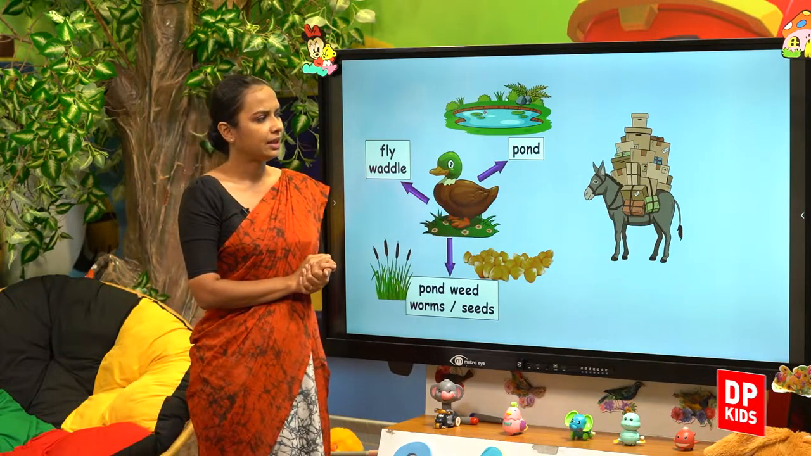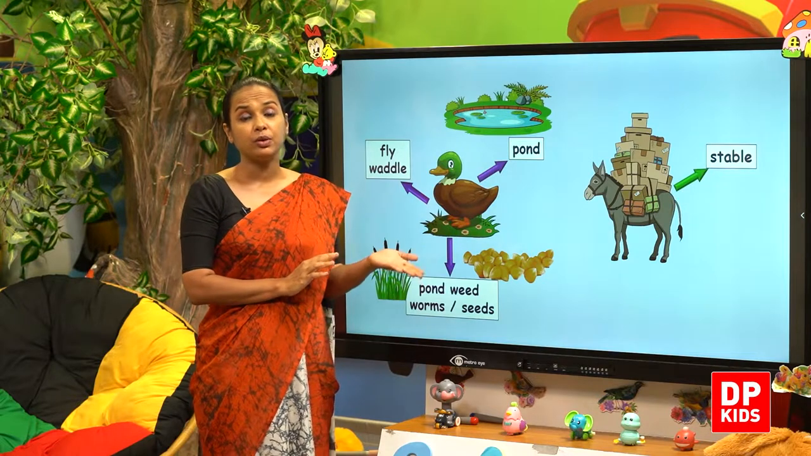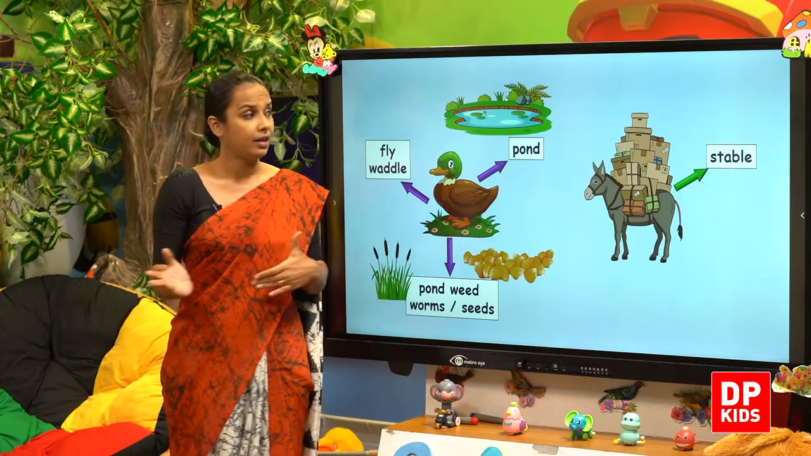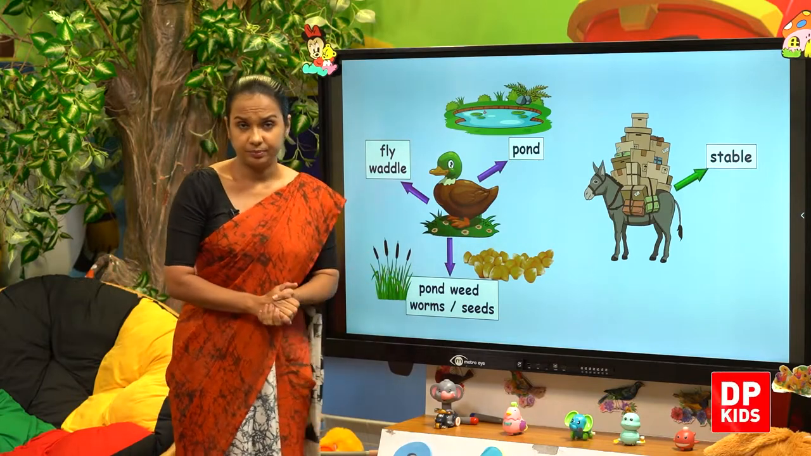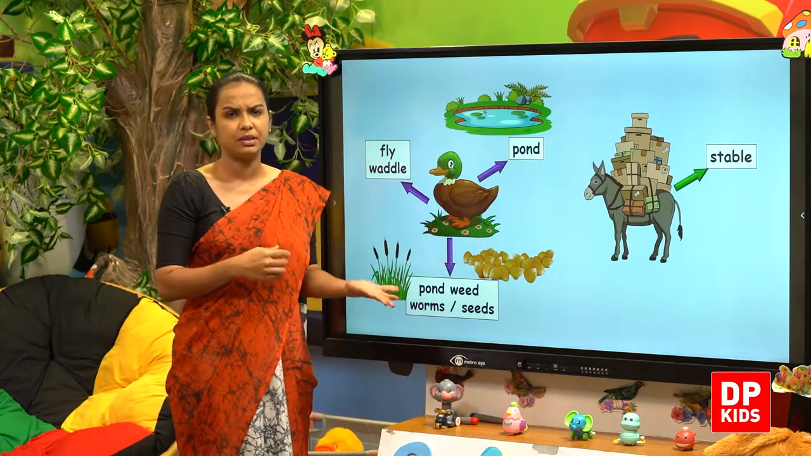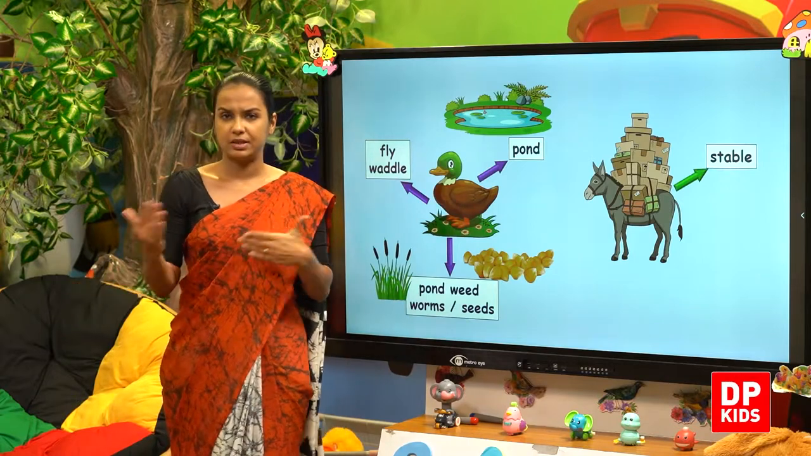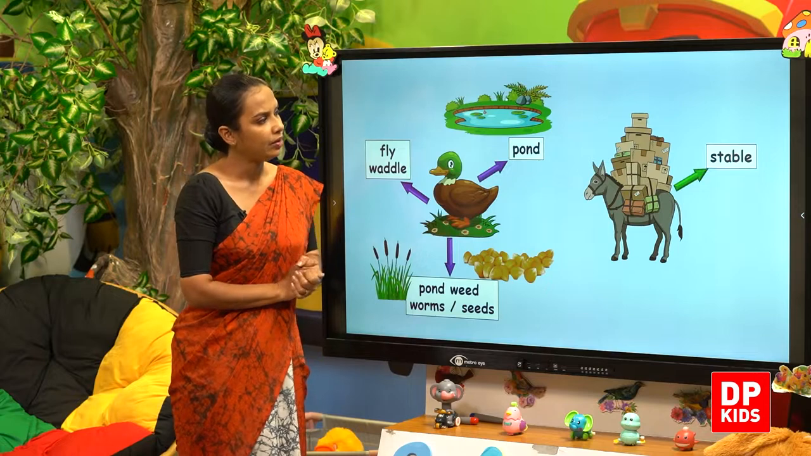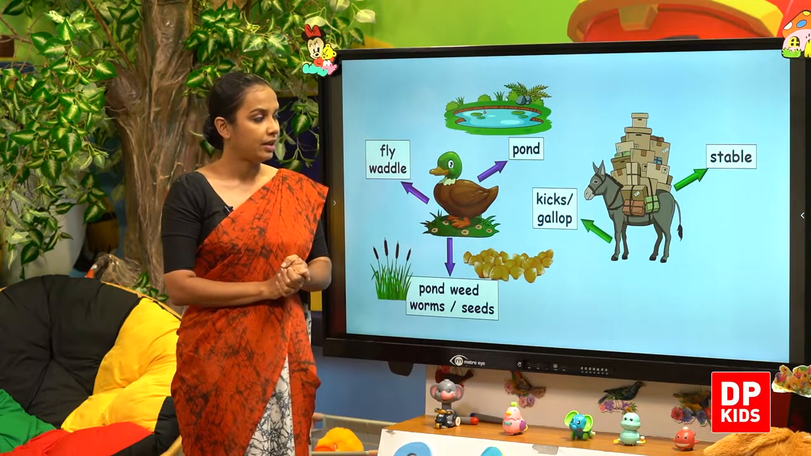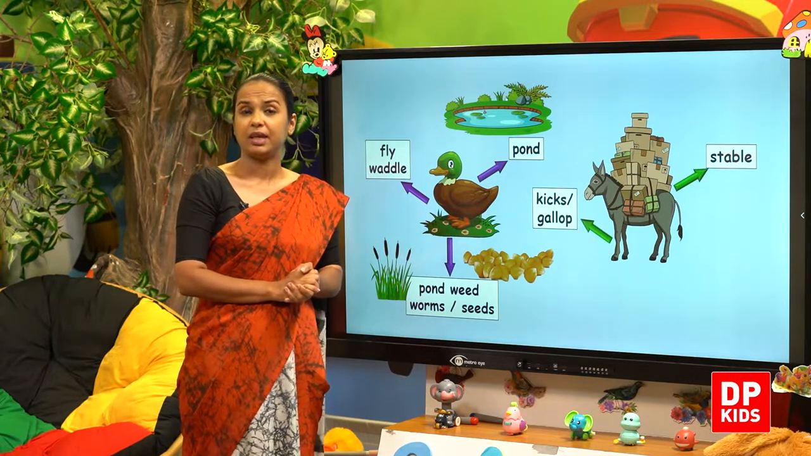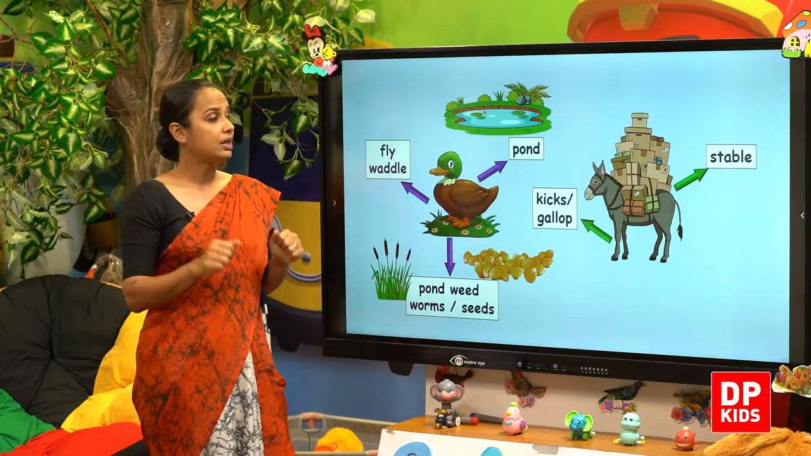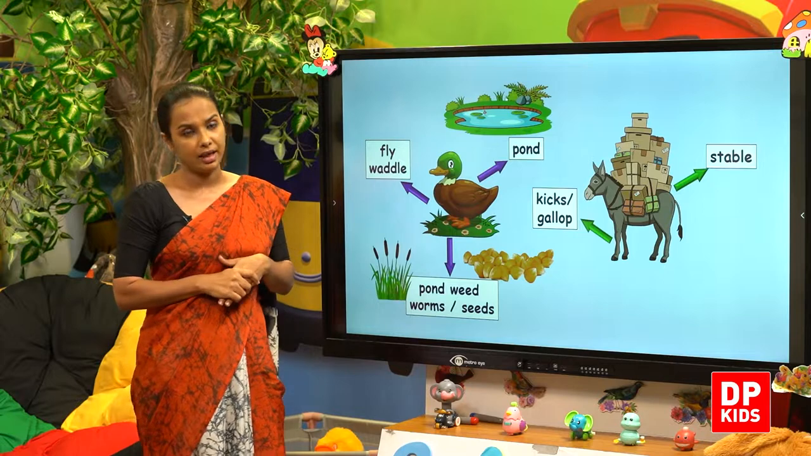Donkeys, they're very useful to carry heavy loads here and there. They live in a stable, right? They live in a stable just like the horse. They also live in a stable. And also they can kick. They can kick and gallop too, right? The donkeys can kick and also gallop.